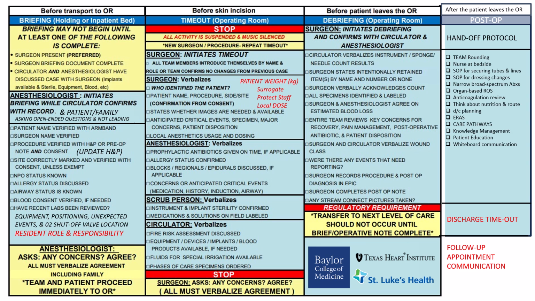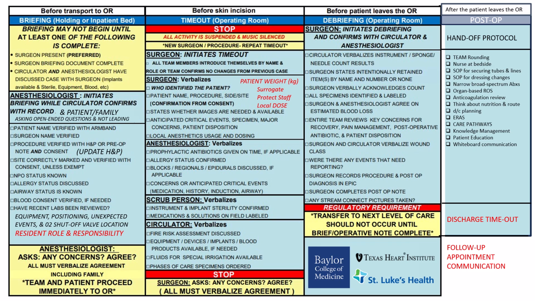Before the patient leaves the operating room and after the surgery is over, I also always perform a debrief. This includes the circulator verbalizing instrument, sponge and needle count is correct, surgeons stating intentionally retained items that need to be noted, such as a vacuum sponge or an open packed abdomen. We then verbally acknowledge the count, all specimens are identified and labeled, and then the anesthesiologist agrees on estimated blood loss.